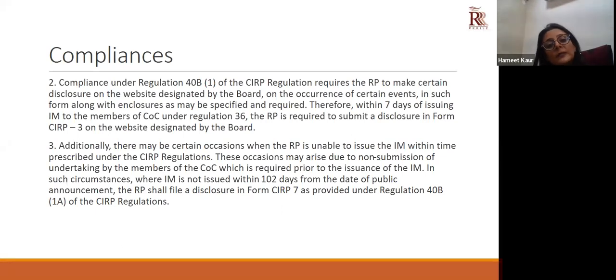Additionally, there may be certain occasions when the RP is unable to issue the IM within the time prescribed under the CIRP regulations. These occasions may arise due to non-submission of undertaking by the members of the COC, which is required prior to the issuance under section 29(2). In such circumstances where the IM is not issued within 102 days from the date of public announcement, the RP shall file a disclosure in form CRP 7 as provided under regulation 40B.